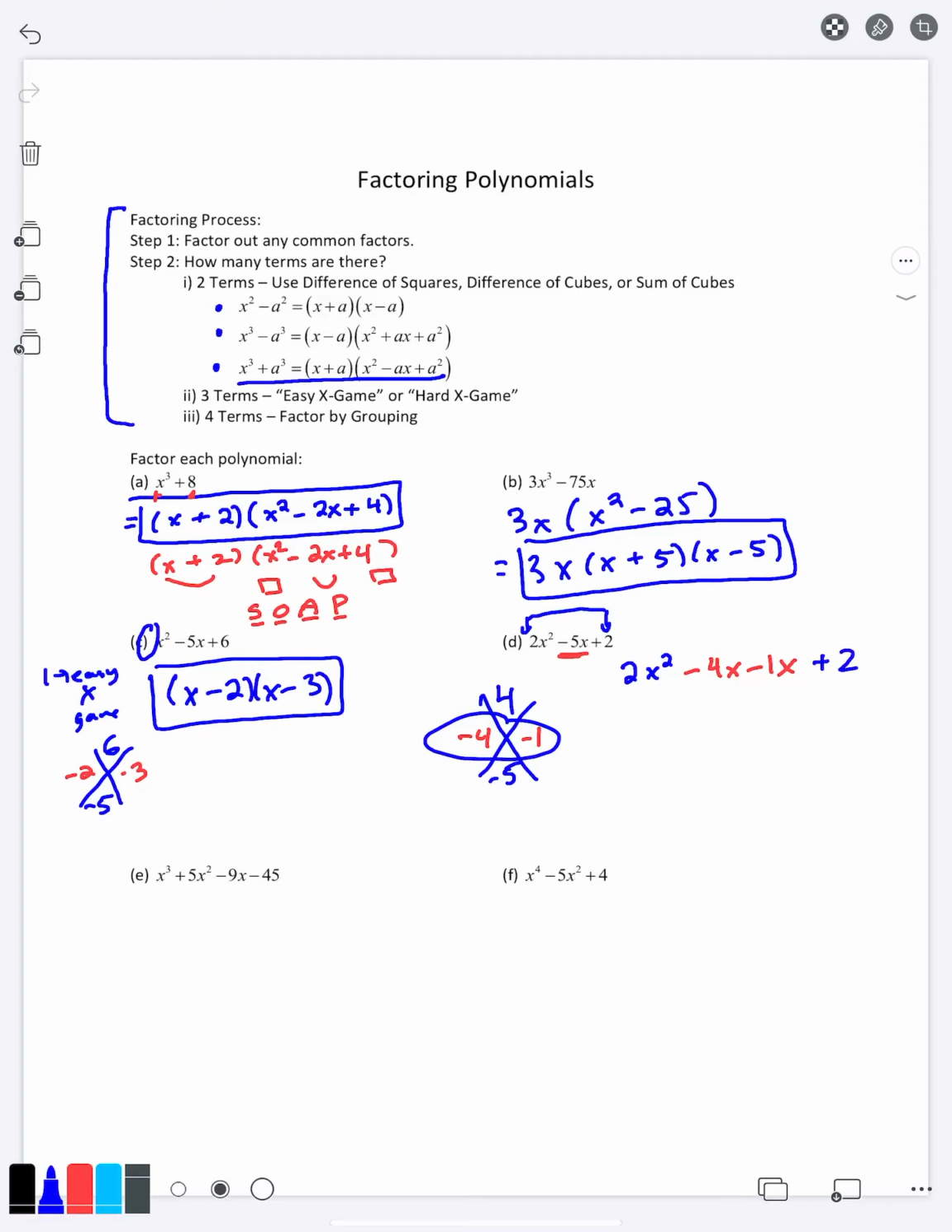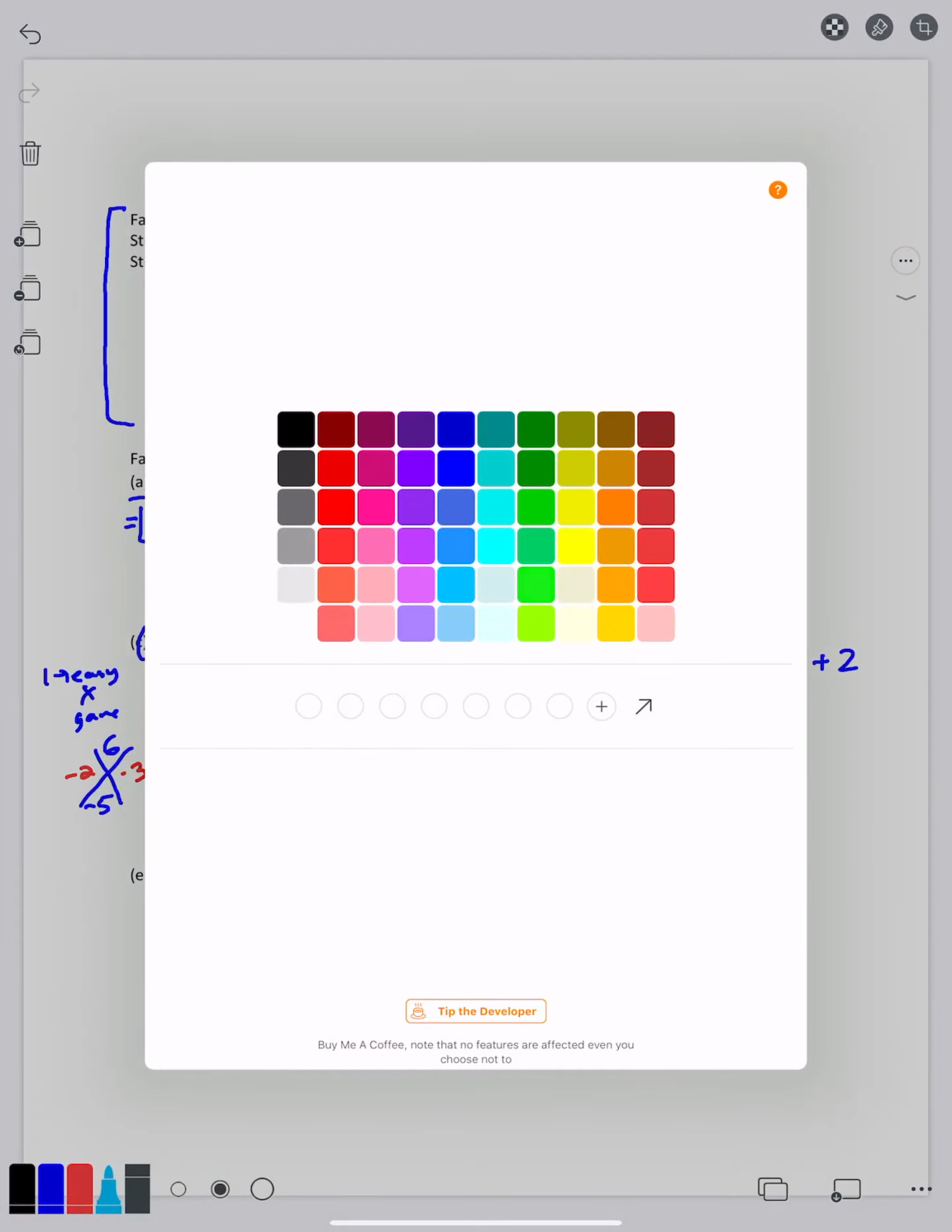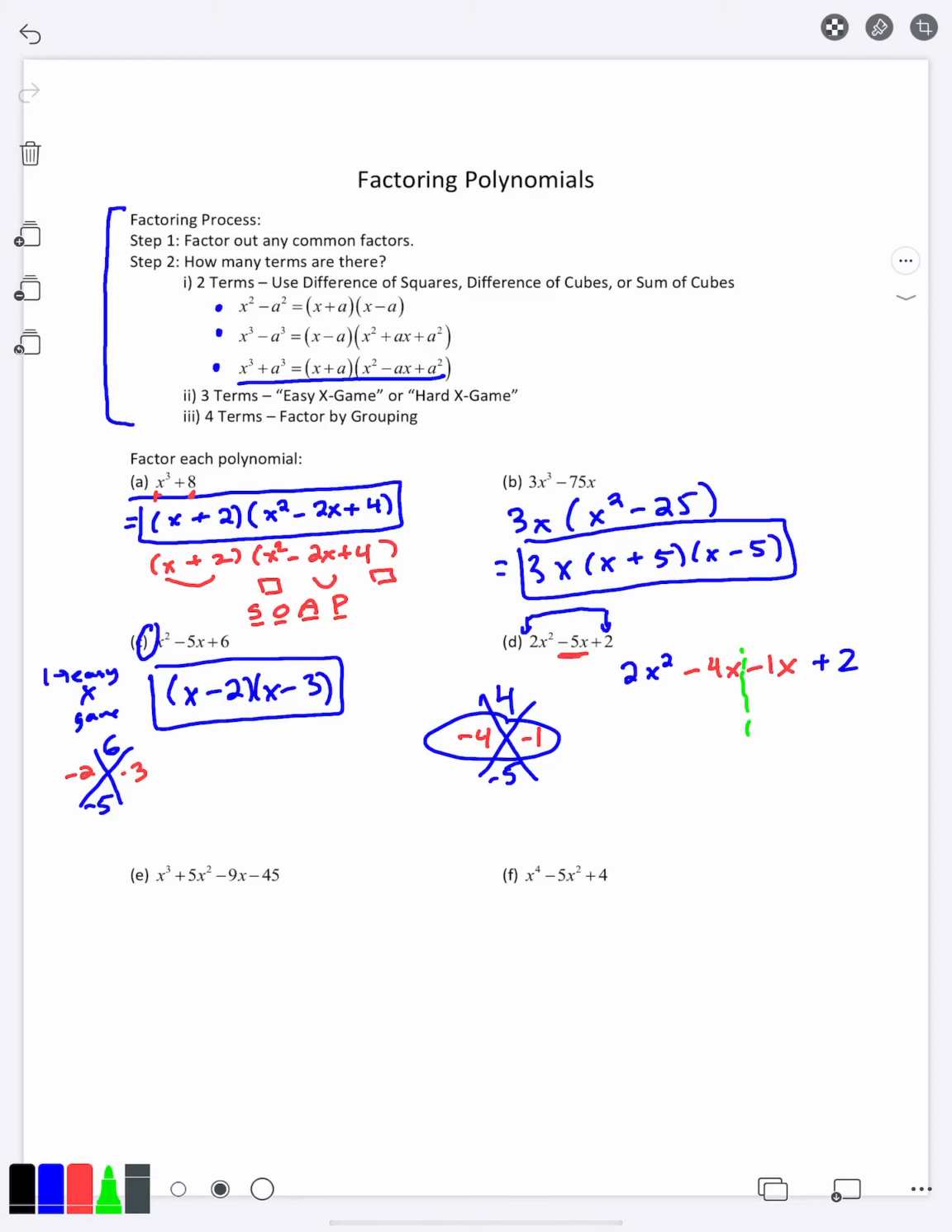And then once you have it into 4 terms, we do our factor by grouping here. So we're going to break this down the middle. On the left side, I have a 2x in common with x minus 2. On the right side, I factor out minus 1 times x minus 2. And our final answer is x minus 2 times 2x minus 1.